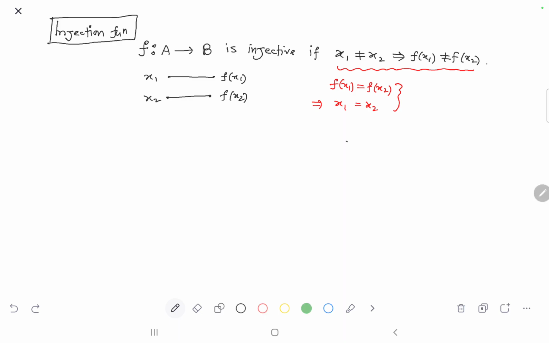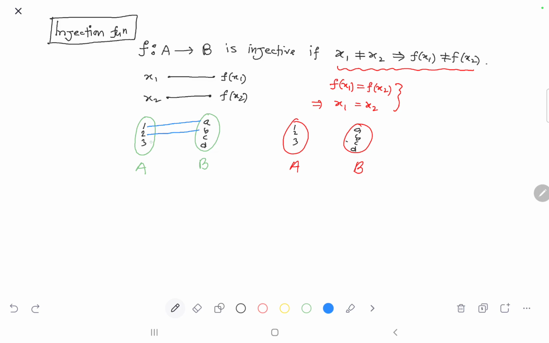In the diagram, let me explain one example. You have the set A and the set B. Here we have 1, 2, 3 and here A, B, C, D. Let me join this to this, this to this, and this to this. And here, this to this, this to this, and this to this. Got it?